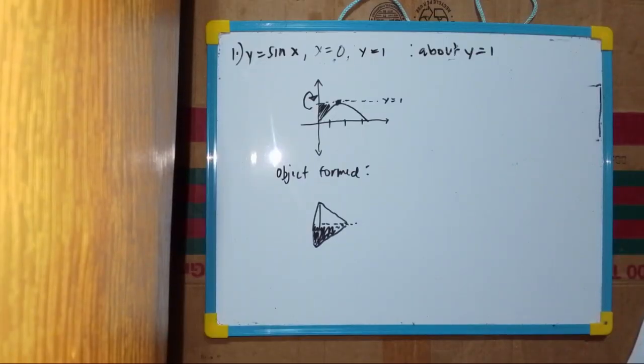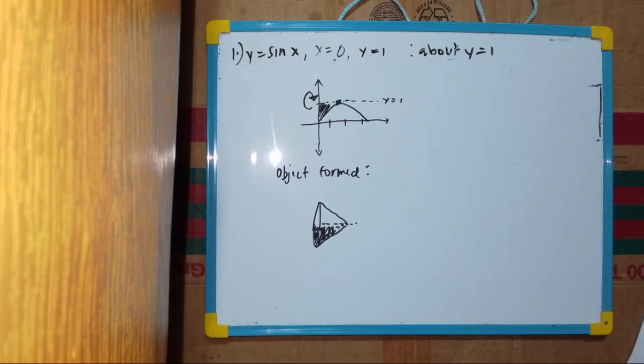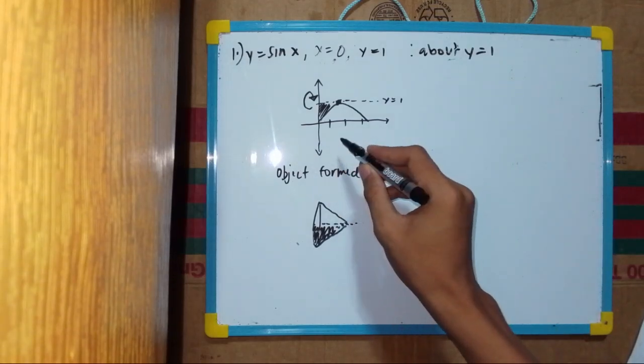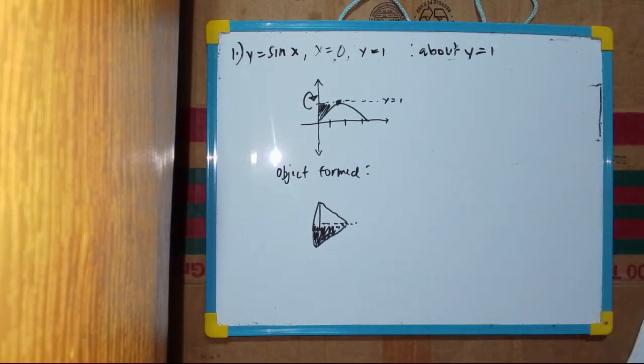For this problem, we're going to find the volume of the solid generated by revolving the area bounded by the given curves about the indicated axis. So, y equals sine x, x equals 0, y equals 1, and we're going to revolve around y equals 1. Now, this is the graph of the function of the problem, and the object form will be like this.